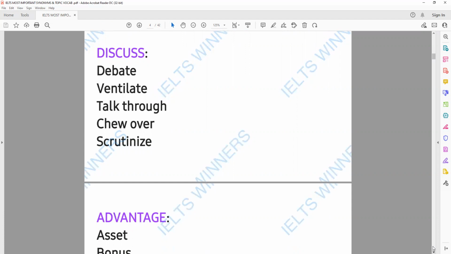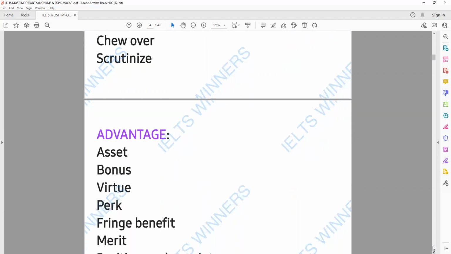Mind you that all these words are formal. So whenever you are looking for synonyms, see whether it is formal or informal. Do not use informal words.